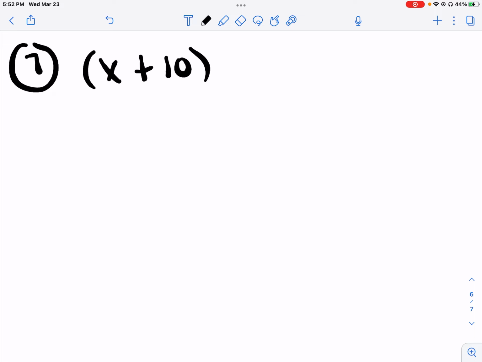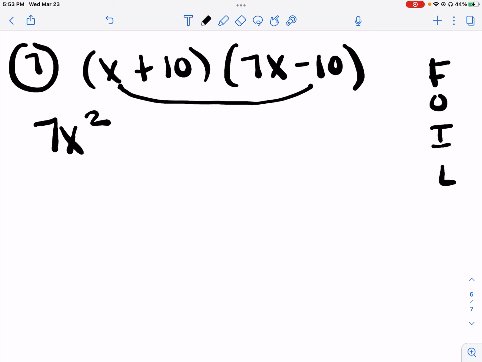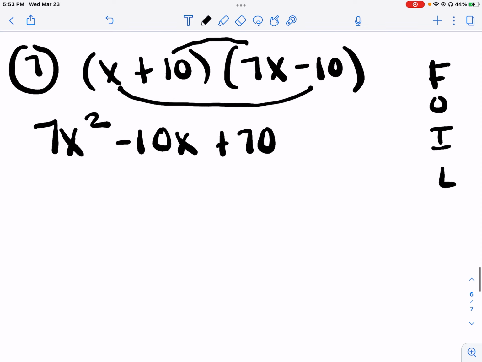x plus 10 times 7x minus 10. Okay, this is also FOIL because we have 2 in the first and 2 in the second. First, x times 7x. Outside, x times negative 10. Inside, 10 times 7x. Last, 10 times negative 10.